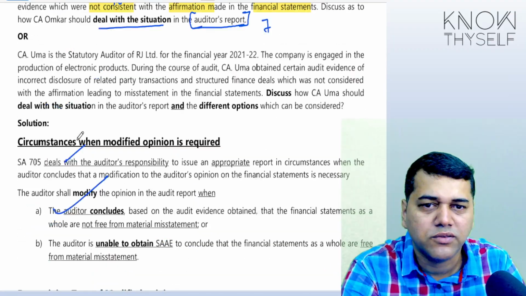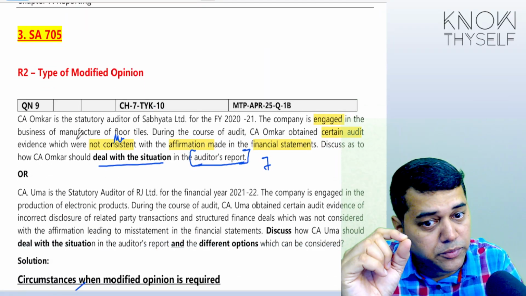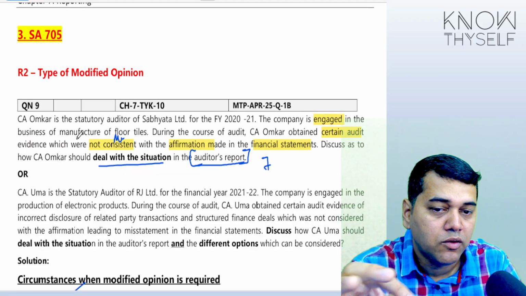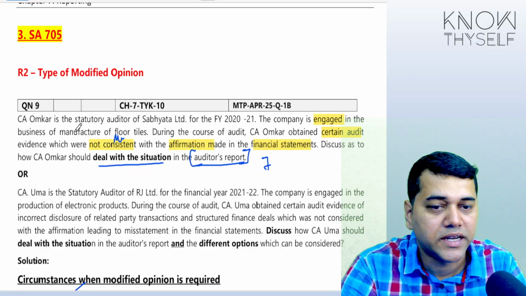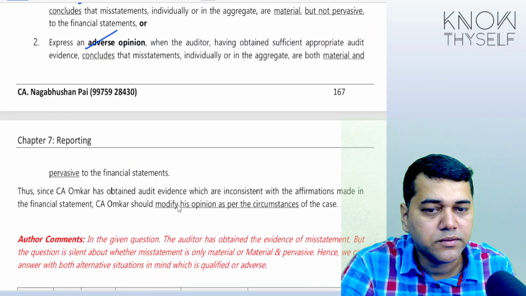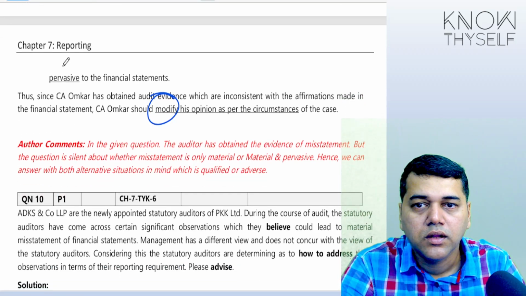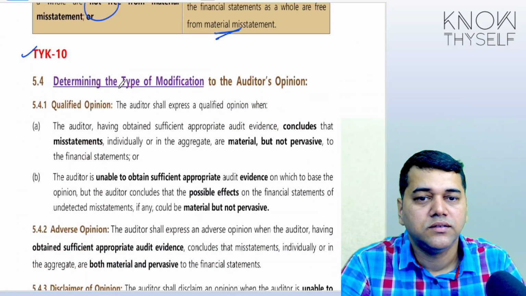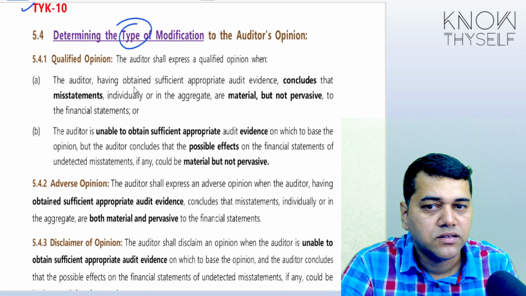It looks like a very simple question, but they are not going to ask you like this. They may give you some sort of hint there, what type of pervasiveness or materiality was there. Then accordingly you may have to conclude. So having obtained evidence, he may have to modify the opinion. Now, determining the type of the modified opinion, we already discussed.